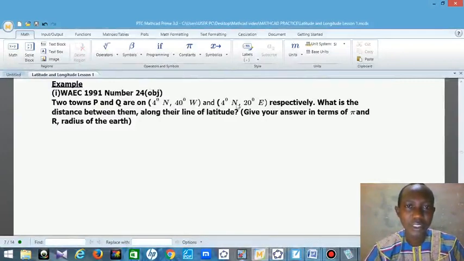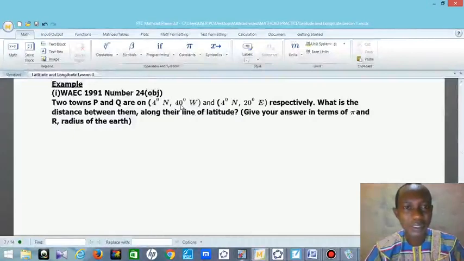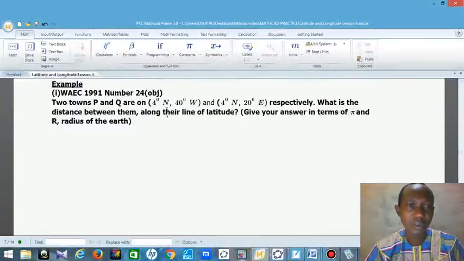Then it said and 4 degree north and 20 degree east respectively. So this respectively means P is the first point, then Q is the second point. I've told you before, latitude and longitude is like a graph. So these are the coordinates, like x and y axis. When they say when x is 4, y is 40, something like that, that's what we have here. So when latitude is 4, longitude is 40 west. That's what we are saying. The same thing on the second point, Q, when latitude is 4 degree, longitude is 20 degree east.